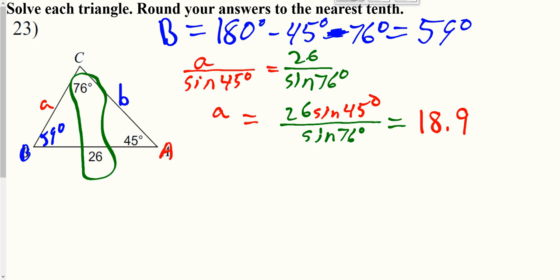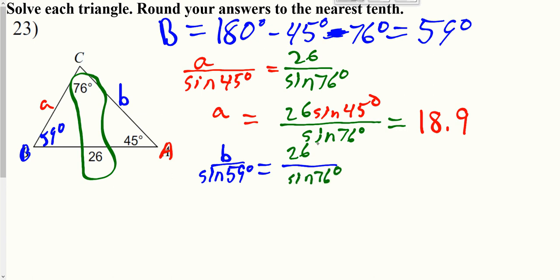Now, I cannot use the Pythagorean theorem to find my third side because it's not a right triangle. I can't use SOHCAHTOA because it's not a right triangle. So I'm having to go back and use the law of sines again. I'm looking for side B, so I'm going to put that on top over the sine of its opposite side, equals my opposite pair, which was the 26 over the sine of 76.